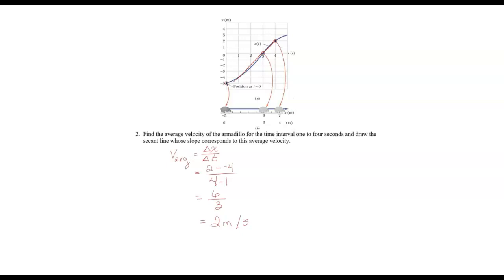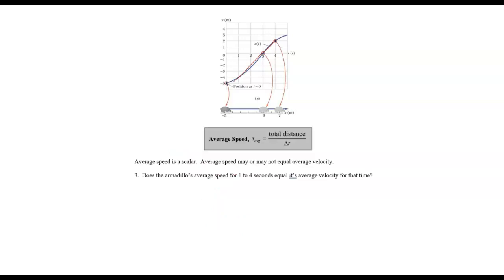Now, does it mean the armadillo is going that speed every single second? No. So speaking of speed, speed is the total distance traveled over the total time. Now, it may or may not equal the average velocity. So here we're looking for the total distance traveled. Well, he's gone from -4 to 2, so he's traveled 6 meters. So his total distance is 6 meters. And we want to know the time in which that takes. Well, that took 3 seconds. So our average speed in this case is 2 meters per second.